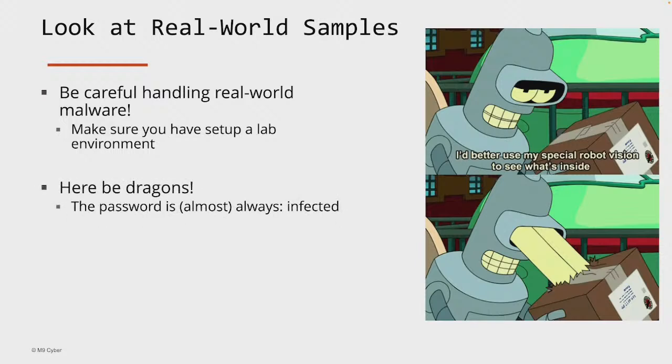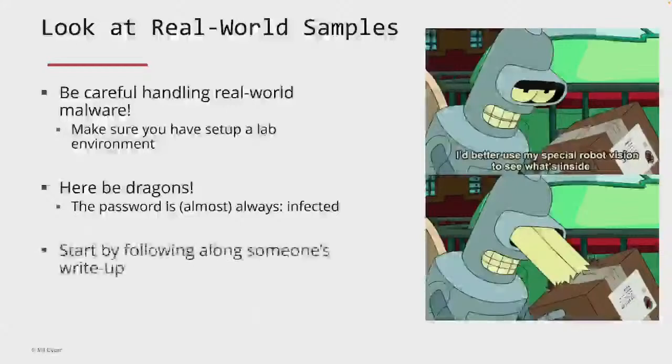Here be dragons, right? Almost anything that I share and almost anything that you're going to grab from someone else is going to be in a password protected archive. That's an indication that, hey, there is something bad inside of this. You need to be careful. Typically the password is "infected." Just remember that. If you get a zip and it says, hey, what's the password? Try "infected." Nine times out of 10 it is.